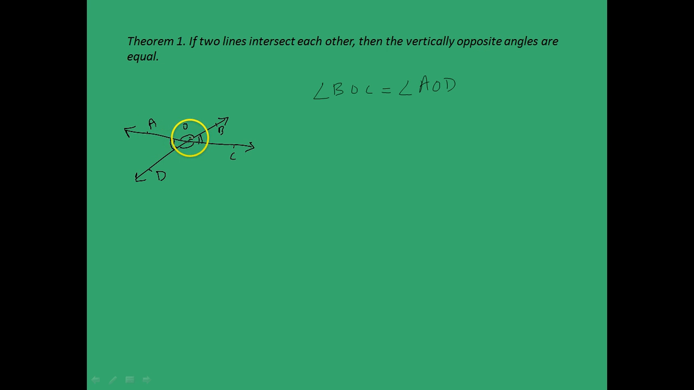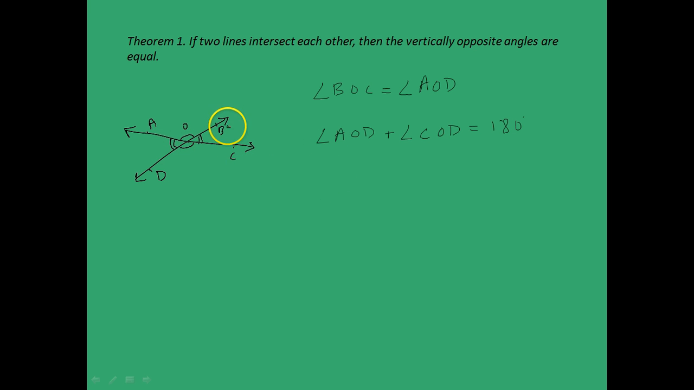Now we can do this in many ways. The easiest way to do this would be like so. Consider the line AC and the ray OD. In this setup, angle AOD and angle COD are adjacent angles and also form a linear pair of angles, and so therefore angle AOD plus angle COD is equal to 180 degrees, because AC is a straight line.